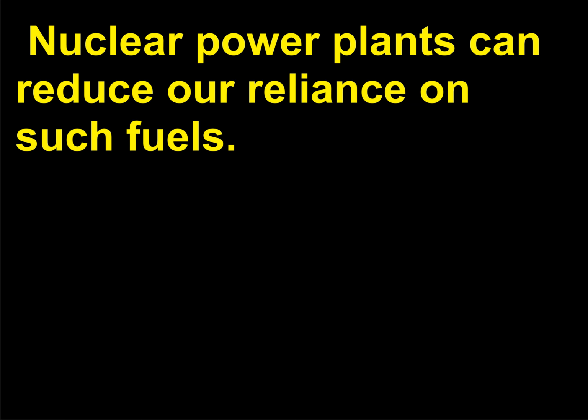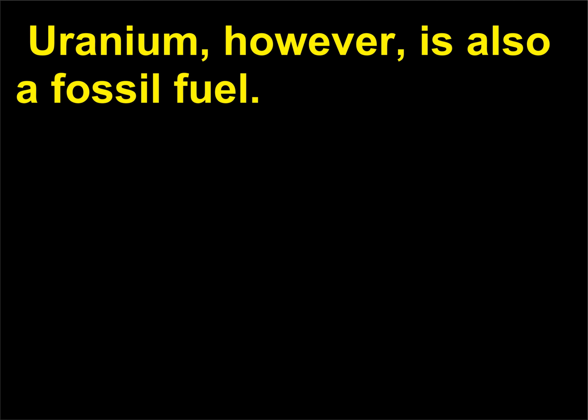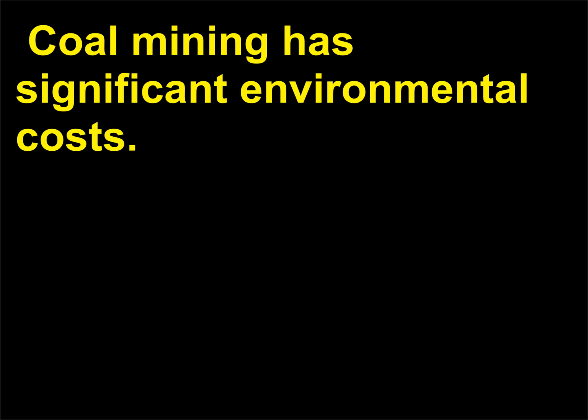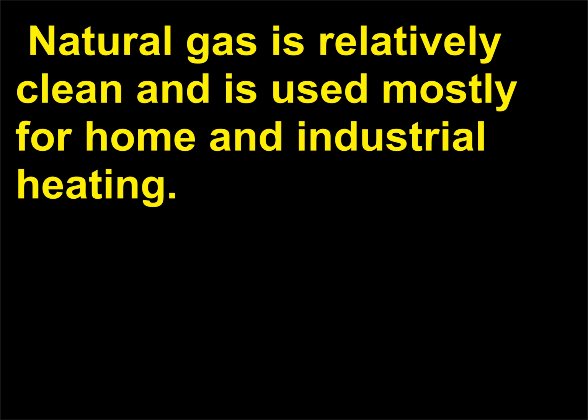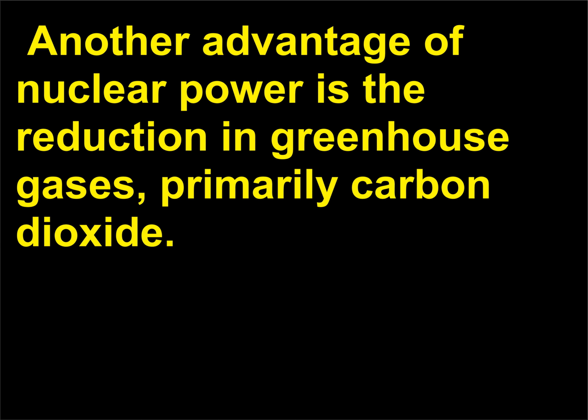Nuclear power plants can reduce our reliance on such fuels. Uranium, however, is also a fossil fuel. Coal mining has significant environmental costs. Oil is used mostly for transportation. Natural gas is relatively clean and is used mostly for home and industrial heating. Another advantage of nuclear power is the reduction in greenhouse gases, primarily carbon dioxide.